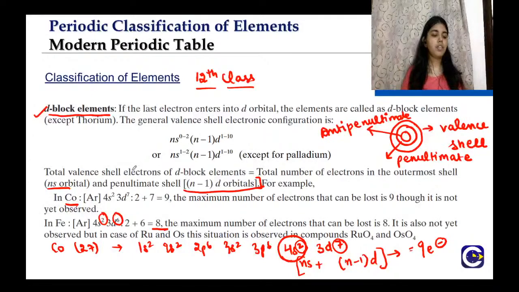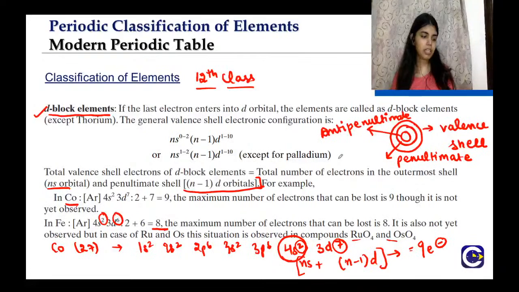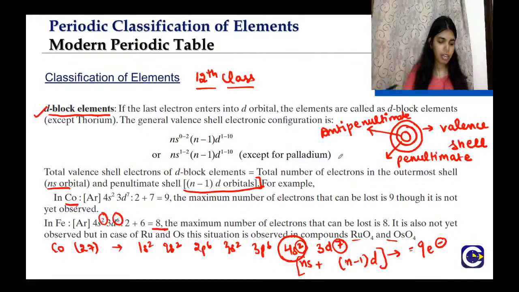However, all the electrons are not lost in case of cobalt and iron. In case of ruthenium and osmium, you can find that all the valence shell electrons are lost. That we will deal with in the d block elements. No need to discuss it here. You can just remember the general electronic configuration of the d block elements.